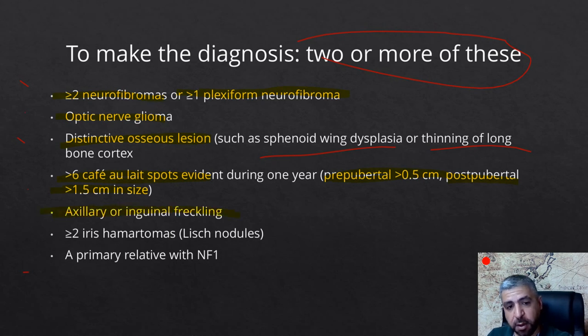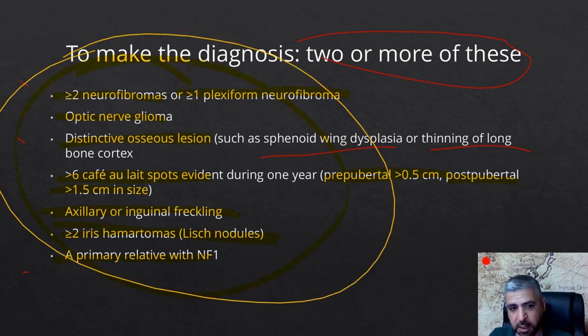Also axillary or inguinal freckling, and two or more iris hamartomas, what are called Lisch nodules. We need 2 or more. Also a first degree relative, a close relative, with neurofibromatosis type 1. So if we collect 2 or more of these features, you have a diagnosis of neurofibromatosis type 1.